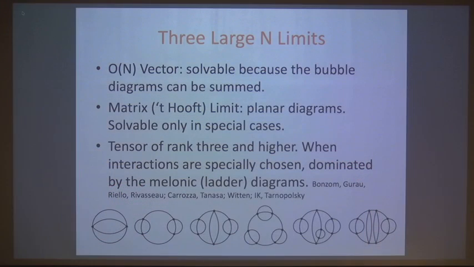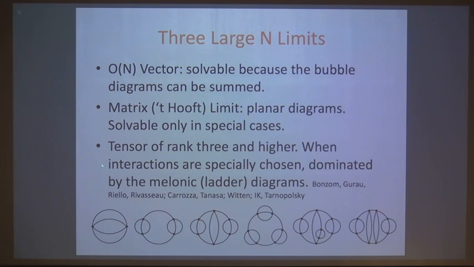So, the tale of three large n limits. There is the classic O(n) vector model, like in Wilson-Fisher, for example. It certainly has physics applications, and it's exactly solvable in any dimension. Then there is the matrix or 't Hooft large n limit, where planar diagrams dominate. And this one is solvable only in special cases, like the c equals one matrix model or AdS/CFT with a high degree of supersymmetry, N equals four super Yang-Mills.